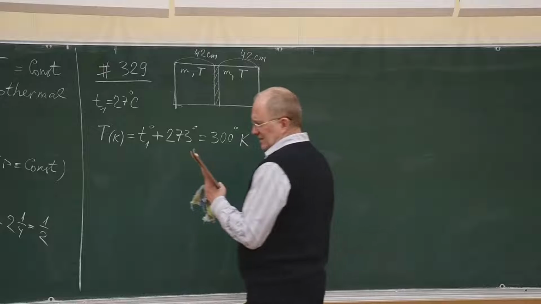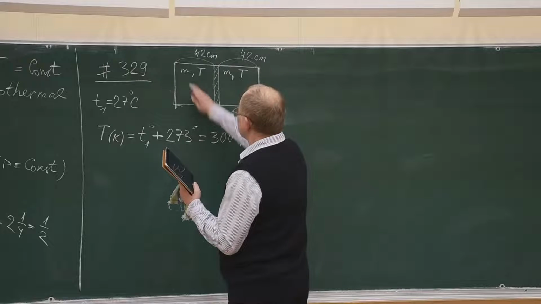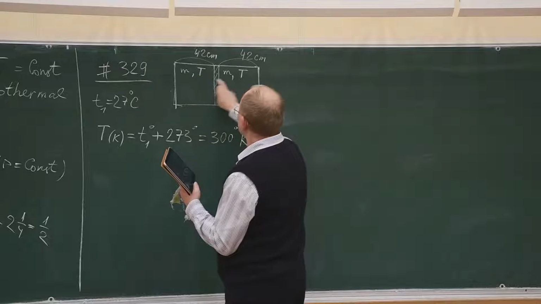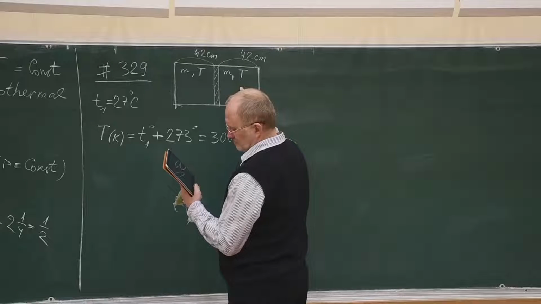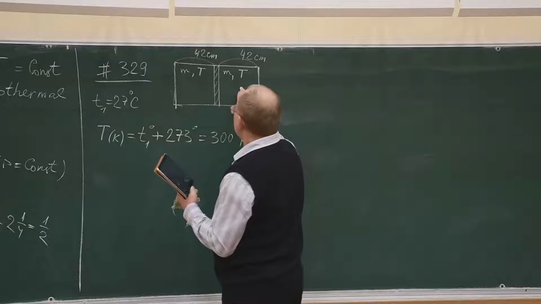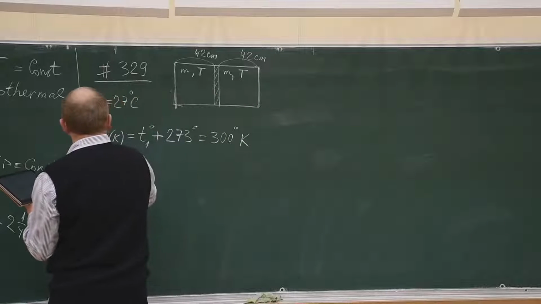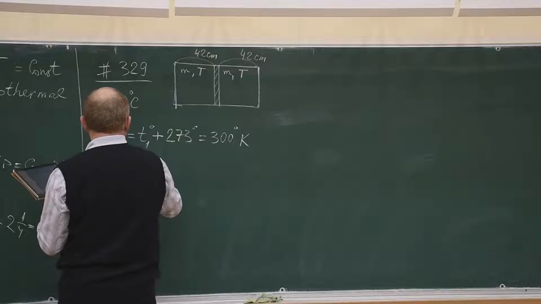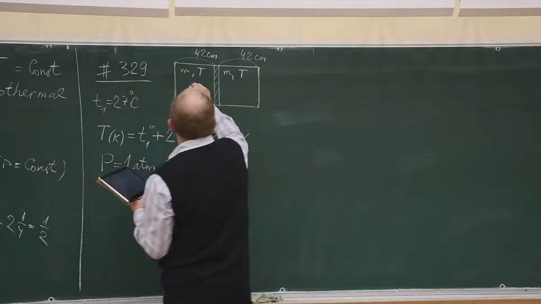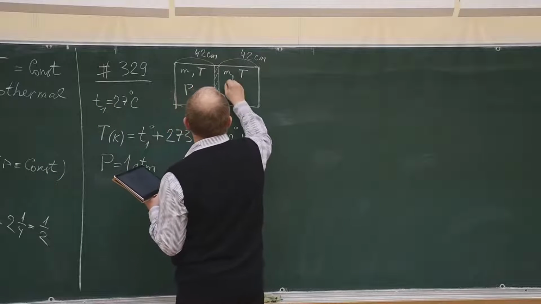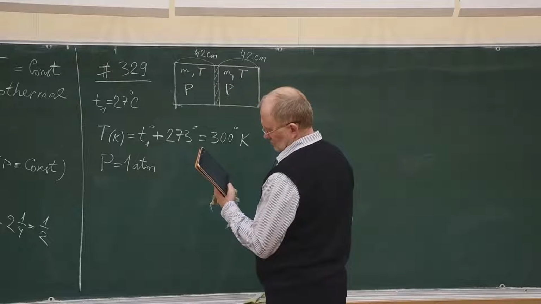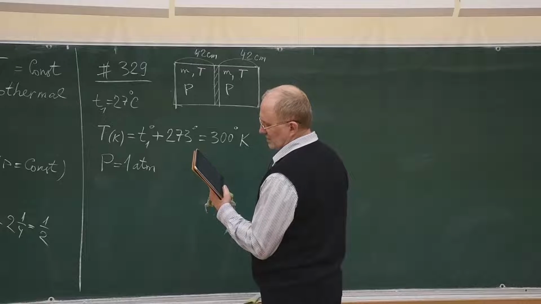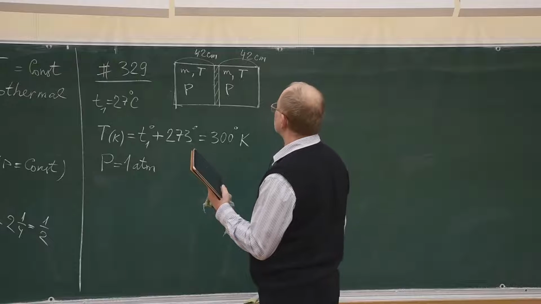Also, it says that the same masses and the same temperature in both parts of this cylinder. And the pressure is the same. The initial pressure is given as 1 atmosphere. So the pressure of gas here and pressure of gas here is the same. How much should the gas be heated in one part of the cylinder to shift the piston by 2 centimeters?